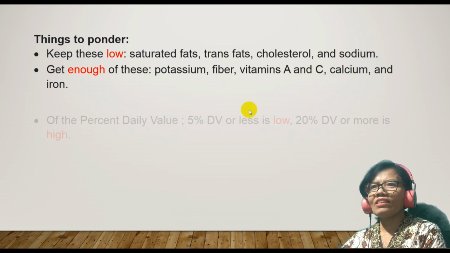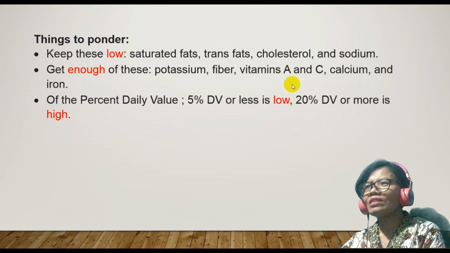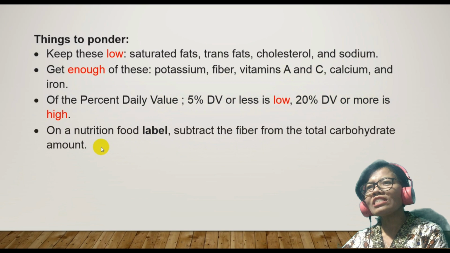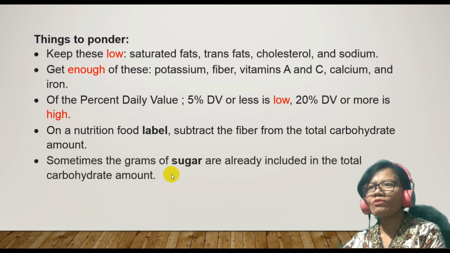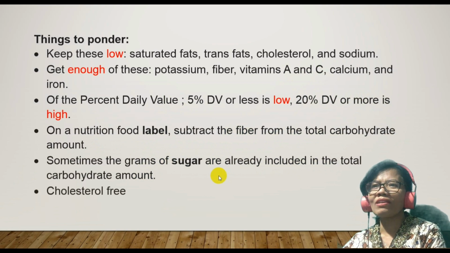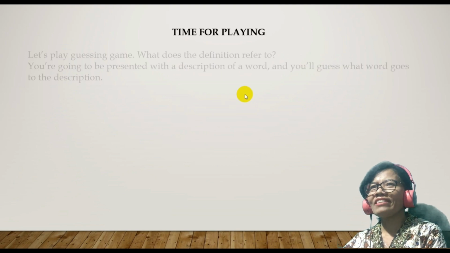calcium and iron. Of the percent daily value, 5% or less means low, and 20% or more is high. On a nutrition food label, subtract the fiber from the total carbohydrate amount. Sometimes the grams of sugar are already included in the total carbohydrate amount. And the food should be cholesterol free. Yeah? Okay, now time for playing.